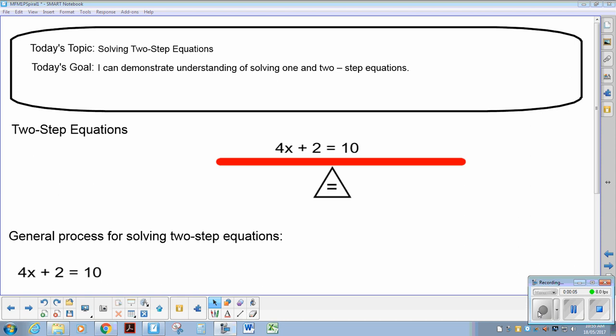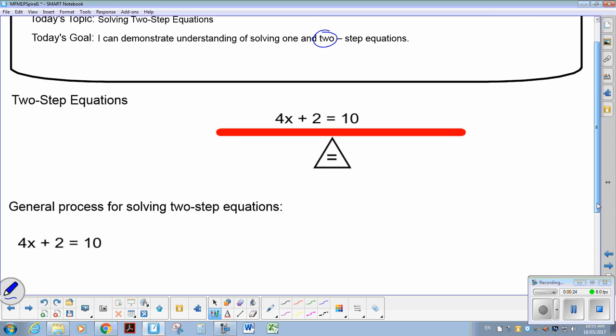We're looking at solving two-step equations today. So, yesterday we worked on the one-step equations. Now we're looking at two-step equations. If you look back, it took one step to get to a final answer. And today, as the name indicates, we're going to look at equations that require us to do two steps in order to get there.